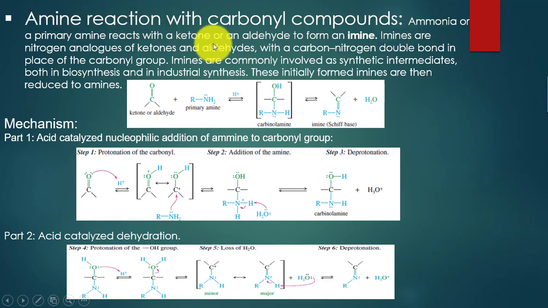We say that primary amines or ammonia react with ketones or aldehydes to form imines, and imines are the analogues of ketones and aldehydes because they have a carbon to nitrogen double bond instead of a carbon to oxygen, or carbonyl, group. The substituted imines are called Schiff bases. Imines are commonly involved as synthetic intermediates, both in biosynthesis and in industrial synthesis. So they are widely prepared by this method.